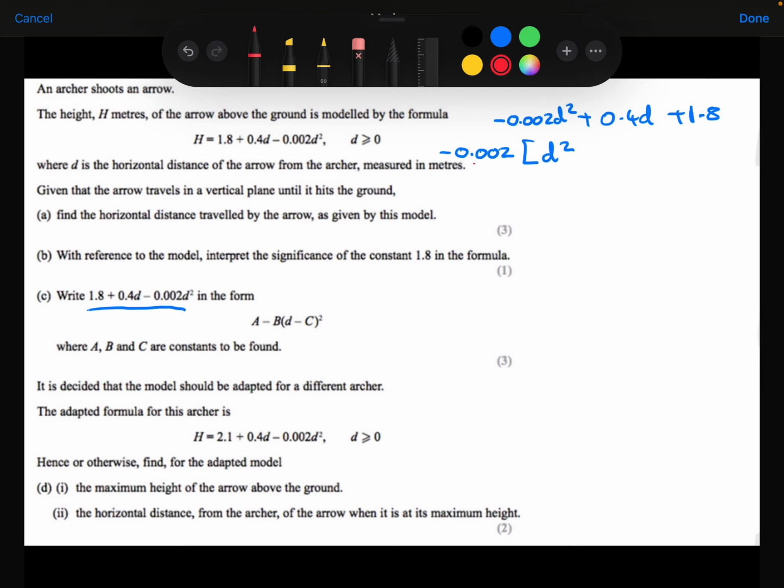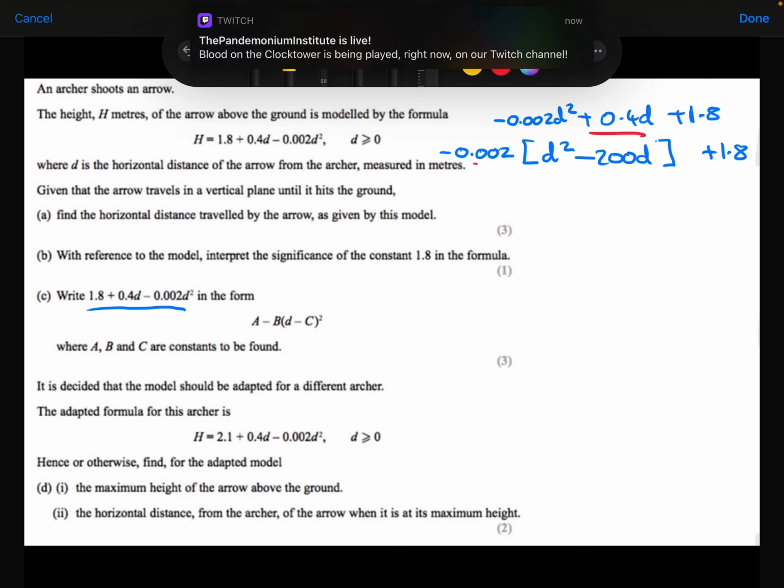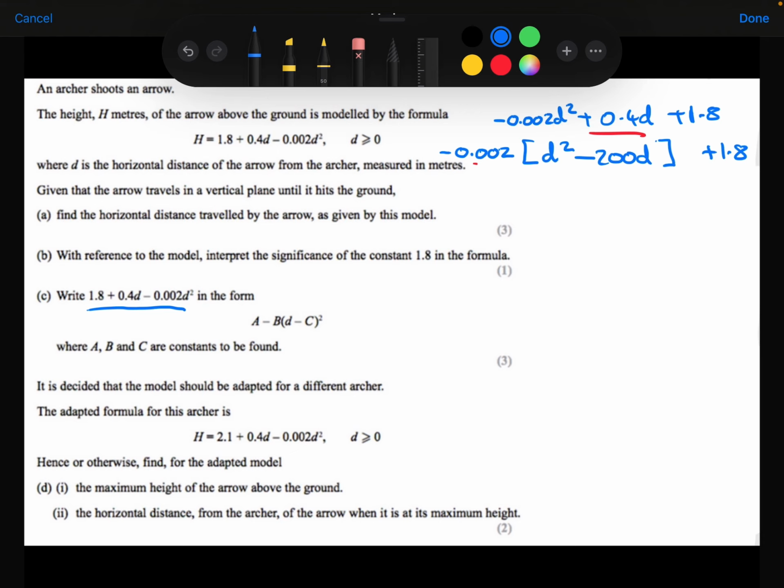Hopefully it's pretty clear that this times this is this. Right, what about this? Well, if I divide that by the minus 0.002, you might need to do that on your calculator. 0.4 divided by minus 0.002 gives minus 200. So we've factorised. This times this is this. This times this is this.